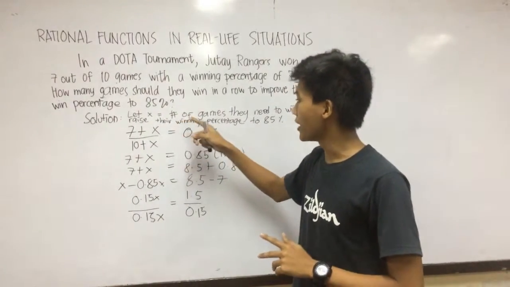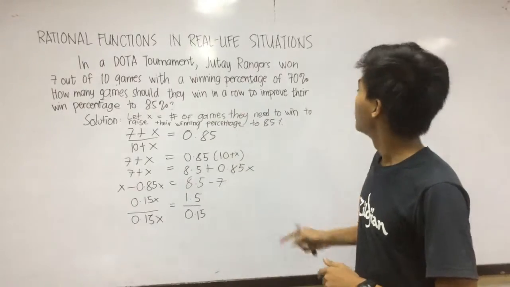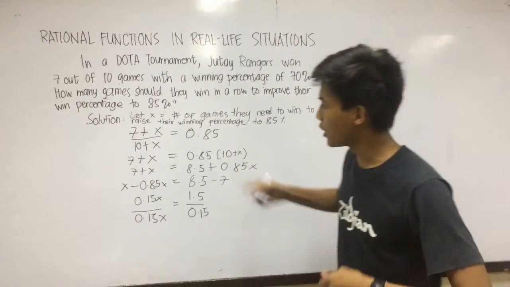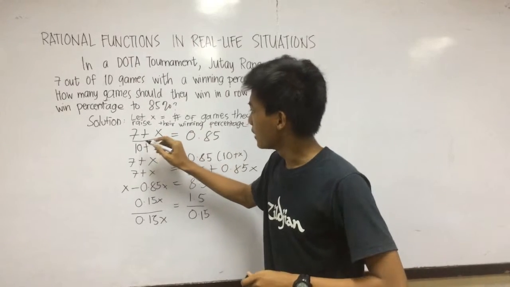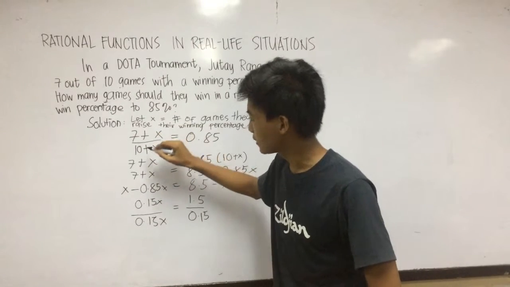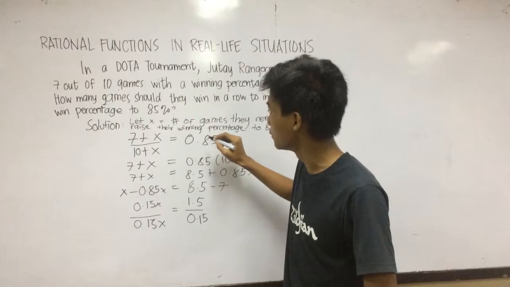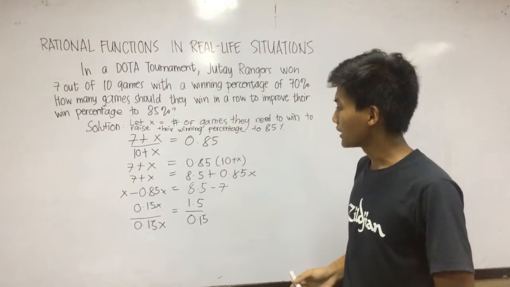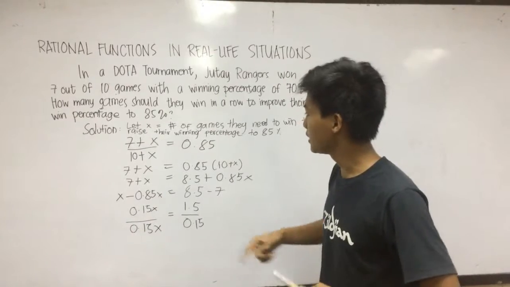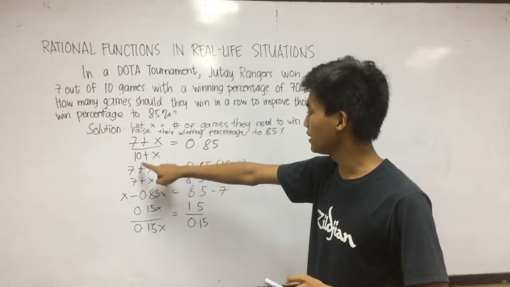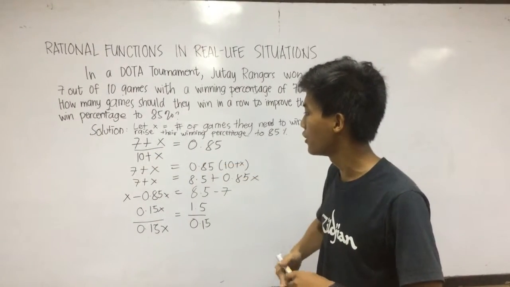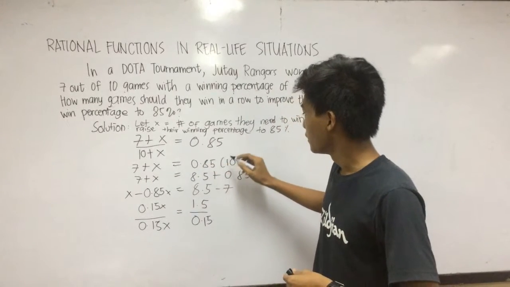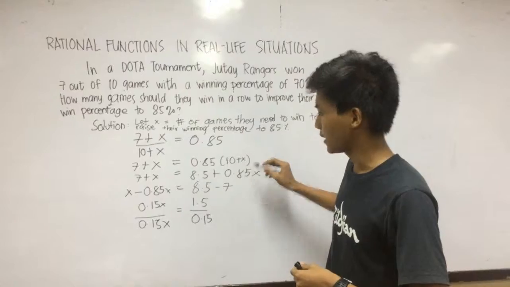Let x equal the number of games they need to win to raise their winning percentage to 85%. So, ilalagay nyo lang 7 out of 10, and then i-plus nyo sa x, and plus x, and then equals to 0.85, which is the decimal of 85%. Tapos, ililipat nyo lang, i-distribute nyo lang siya. So, magiging 7 plus x equals to 0.85 times 10 plus x.